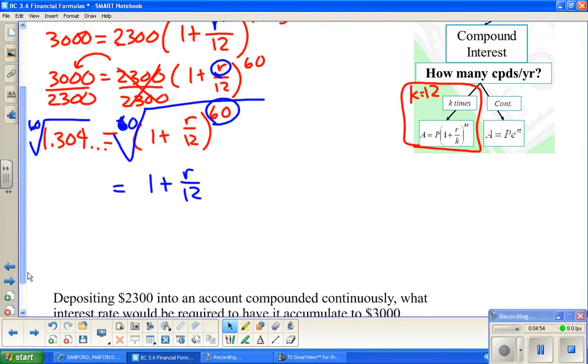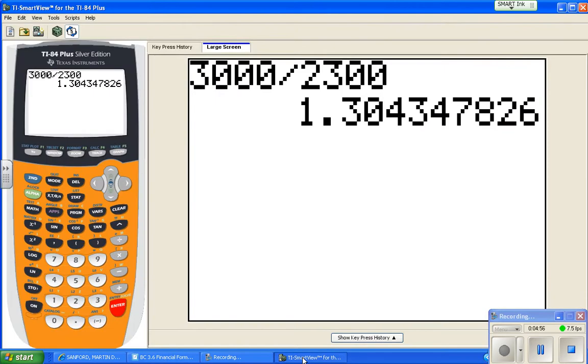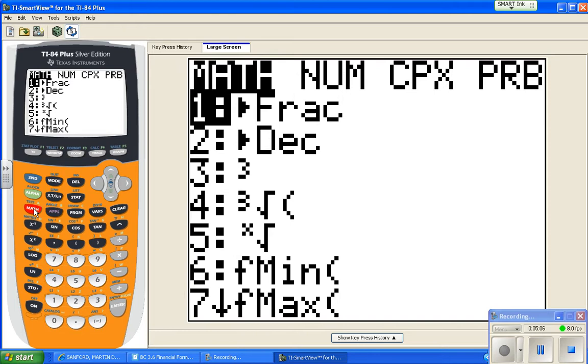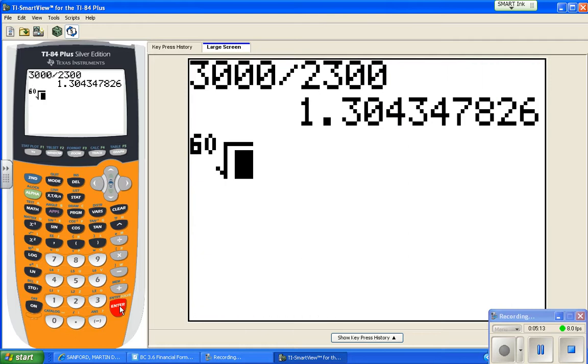So I'm going to do the 60th root of that last number. To get the 60th root, press 60, then math, then 5, or you could scroll down to the xth root. Then I need that last answer I had. The way I'm going to do last answer is toward the bottom of the keyboard, above the negative key, is answer. So I'm going to do second answer, and I'm just going to hit enter.